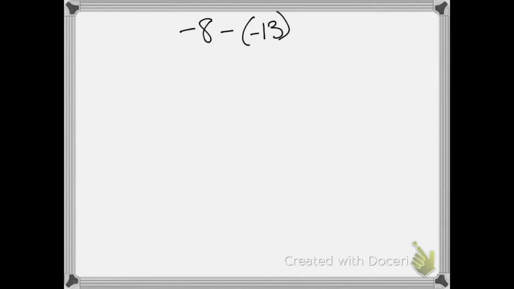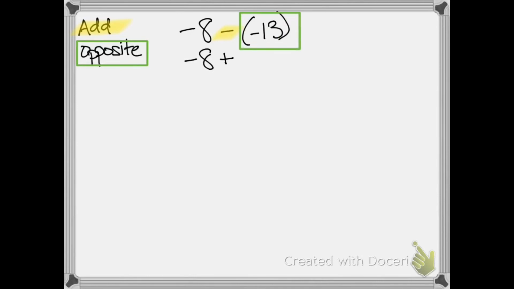This problem says negative 8 minus negative 13. So first thing I need to do is change this to adding the opposite. I want to change the subtraction problem into an addition problem, and I do that by making it a problem where I add the opposite. So I'm changing subtraction to addition. And then I'm finding the opposite of this number. And the opposite of negative 13 is positive 13. So my updated problem is now an addition problem where I have negative 8 plus 13.